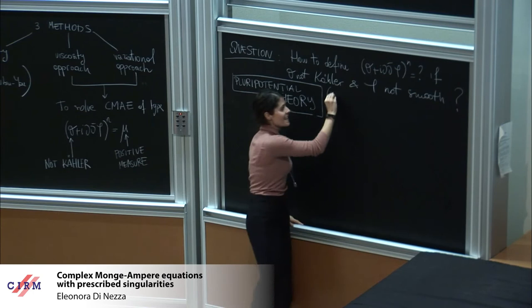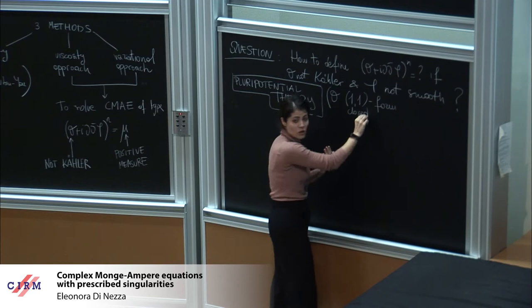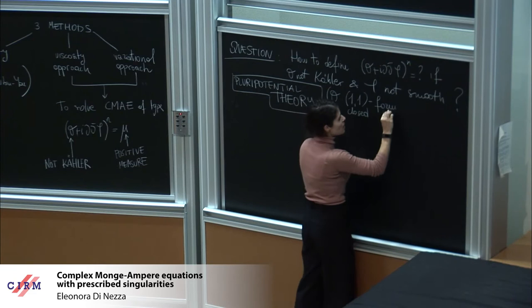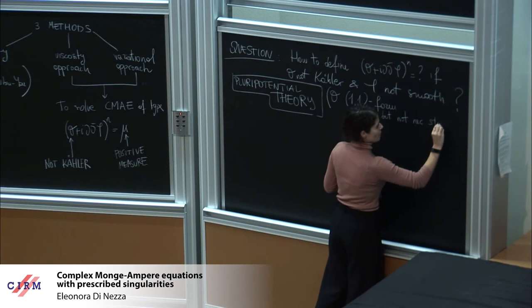Theta is still, well, I should say, I'm going to be more precise in a minute, but I'm still taking it as a (1,1) form that is closed, so it defines a cohomology class, but not necessarily strictly positive. This is what I mean by not Kähler, not necessarily strictly positive. This is important because otherwise there is no.